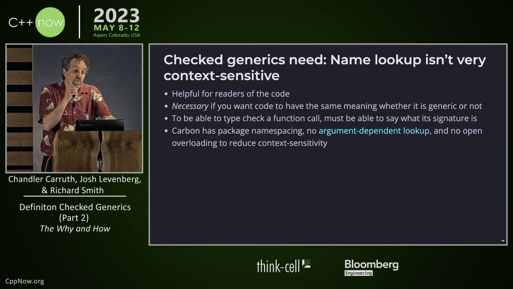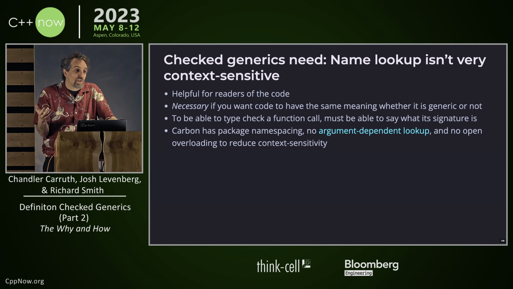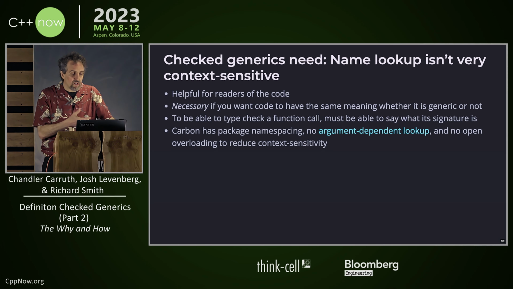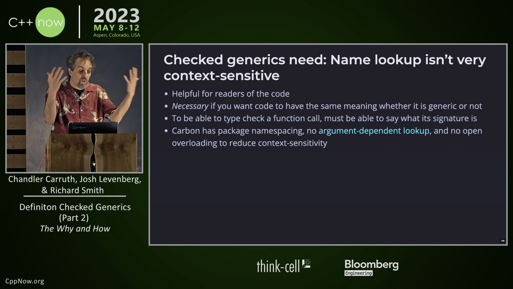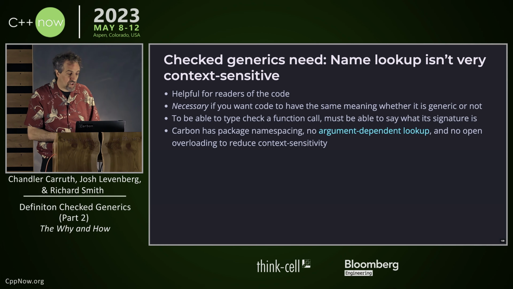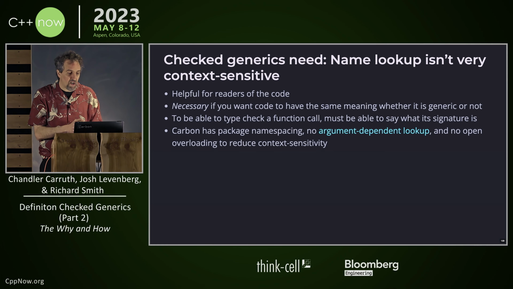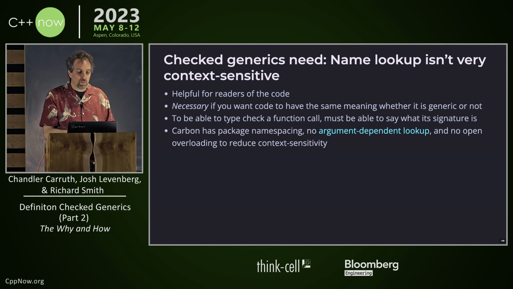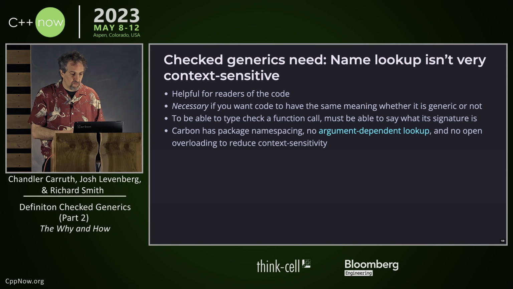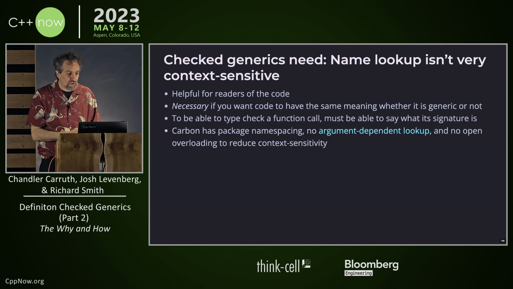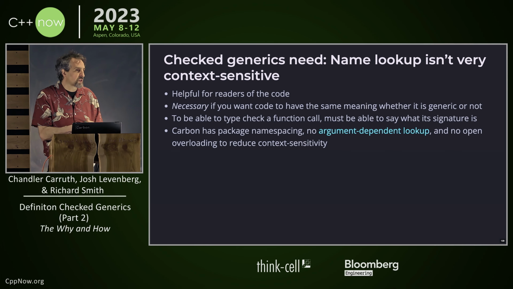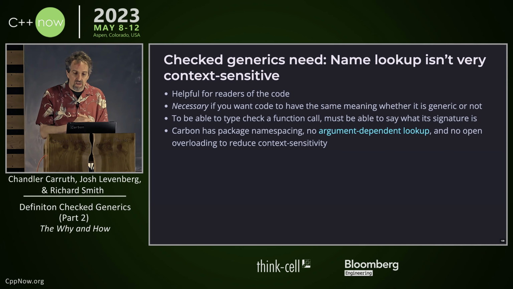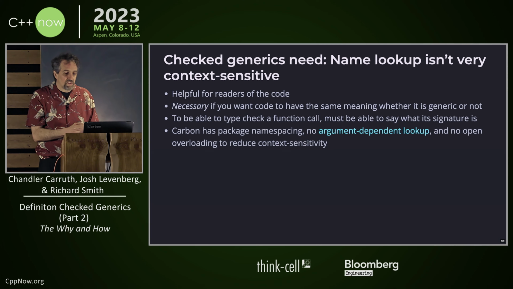And also for type checking, right? You want to be able to say what the signature of a function is, and you can't do that if you can't resolve the name lookup without knowing more information than would be available when you're calling the generic, or inside the body of a generic. So Carbon has package namespacing, which we talked about just a bit. No argument-dependent lookup. No open overloading, which is where the set of overloads might vary depending on which file you're in. And all these reduce context sensitivity.